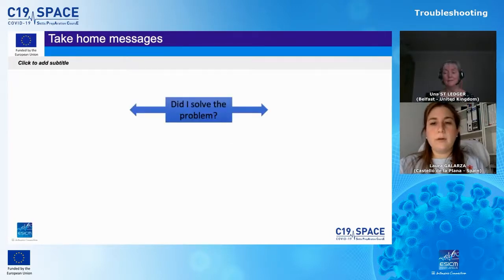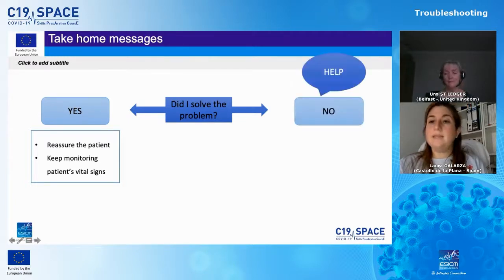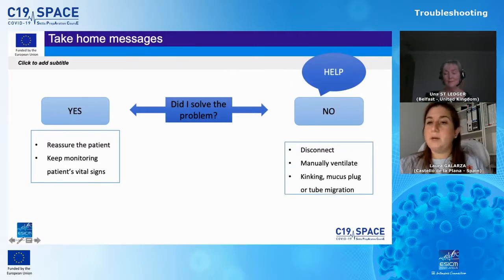And always remember the routine that we have learned. Can I solve the problem? Yes. So just reassure our patient and keep monitoring his or her vital signs. If not, call for help and disconnect the patient and manually ventilate using a self-inflating bag. And also try to think of some causes. Maybe there's a kinking in the circuit, there's a mucus plug, or a tube migration.